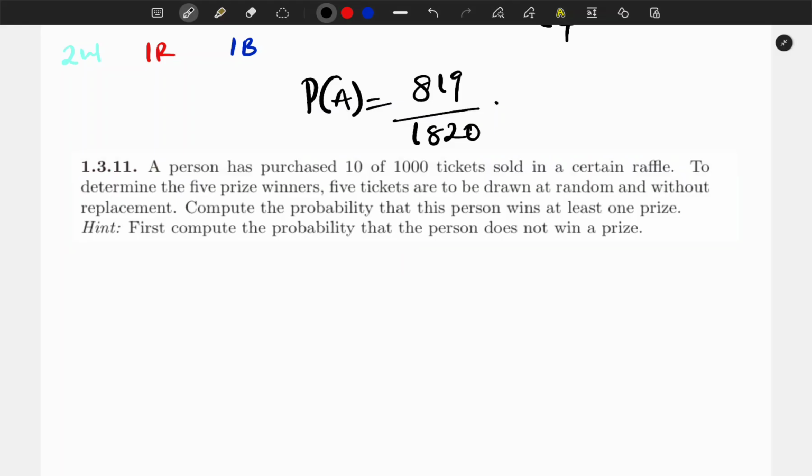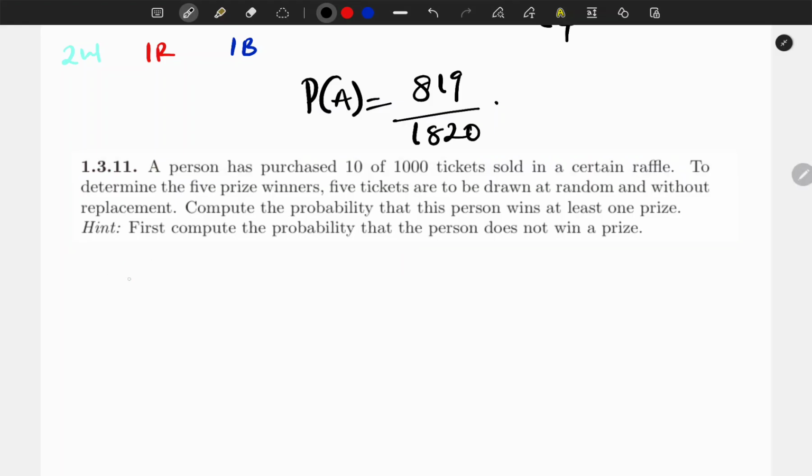Question 11: a person has purchased 10 of 1,000 tickets sold in a certain raffle. To determine the first prize winners, 5 tickets are to be drawn at random and without replacement. Compute the probability that this person wins at least one prize. So we are given a hint: first, compute the probability that the person does not win a prize.